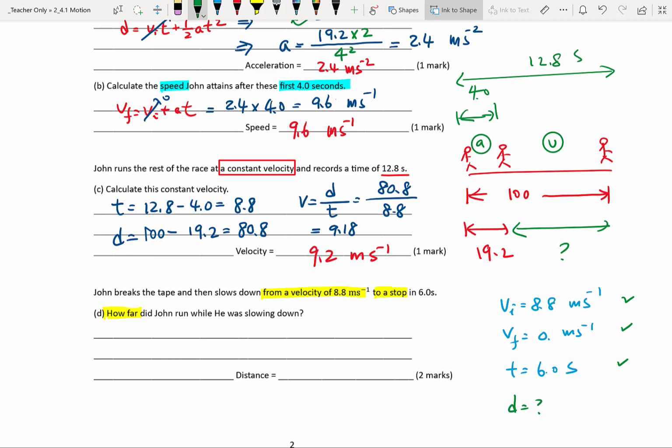So what formula can we use? D equals (Vi plus Vf) divided by 2, times time. We can put the numbers in now: Vi is 8.8, final is 0, and time is 6 seconds. Using our calculator, the answer is 26.4 meters. Meters is the unit. I hope this is clear.